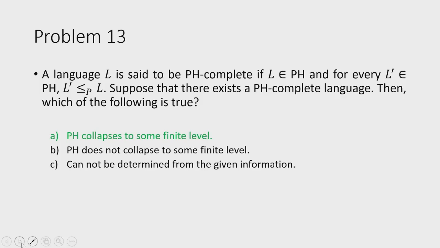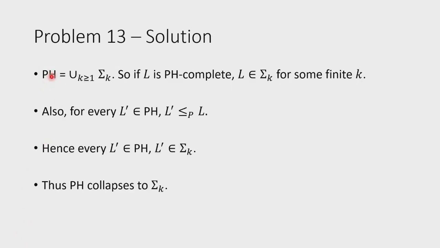And here's the reason. So what is PH? PH is a union of Sigma k for k greater than or equal to 1, right? So PH is Sigma 1 union Sigma 2 union Sigma 3 and so on. Now suppose that there exists a PH-complete language L. Then L has to be in one of these Sigma k's, right? So is this assertion fine? So if L is PH-complete, L is in Sigma k for some finite k. Is this assertion fine?